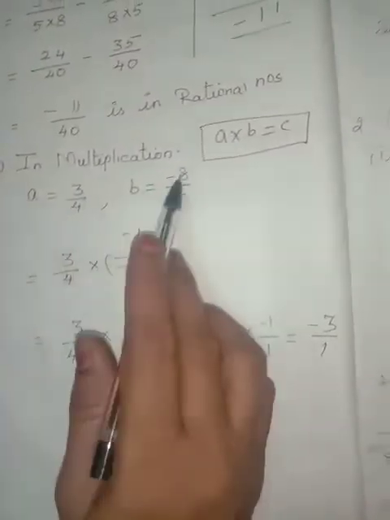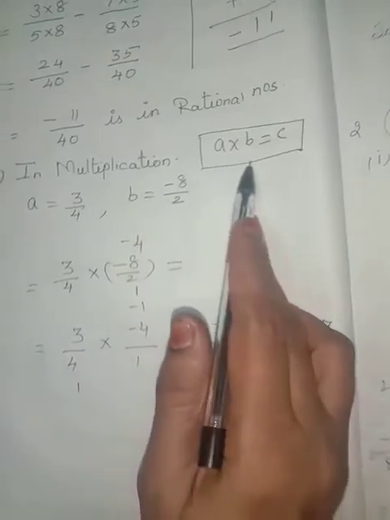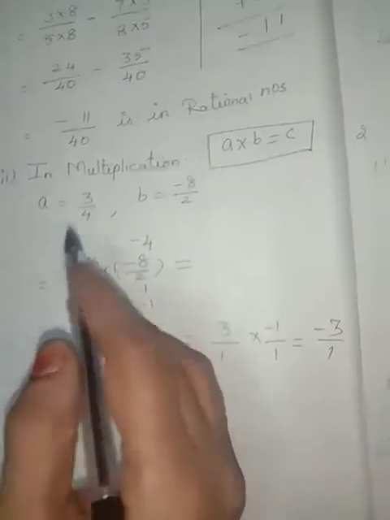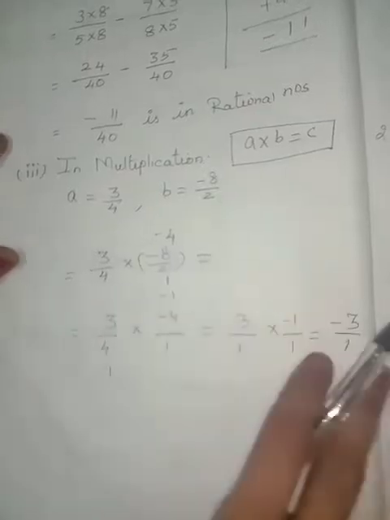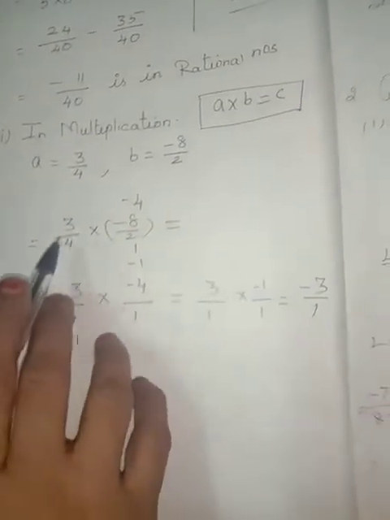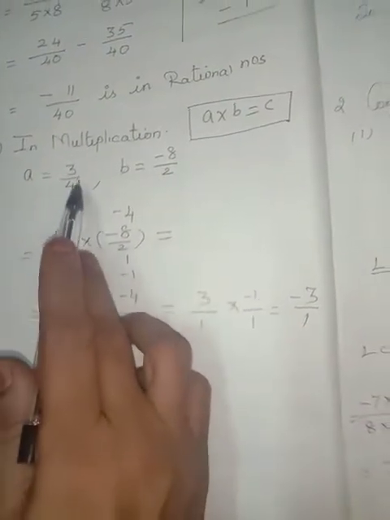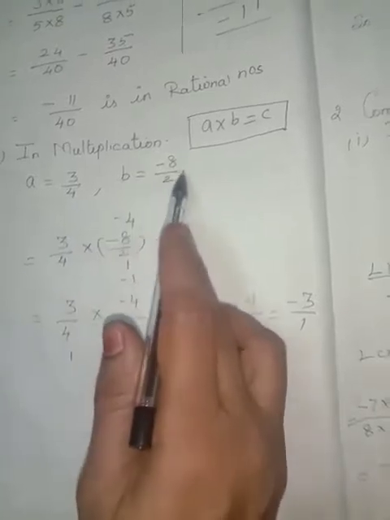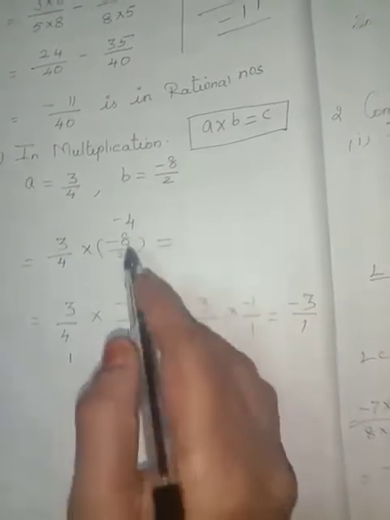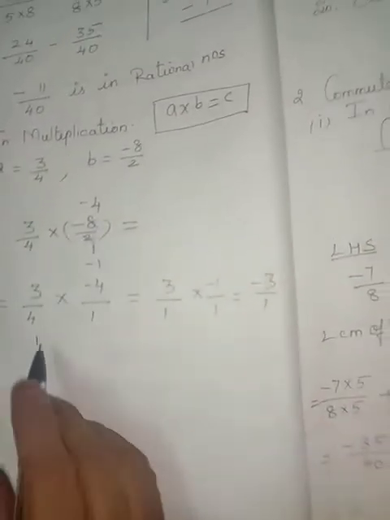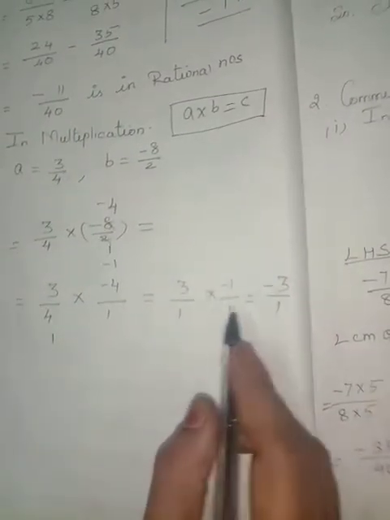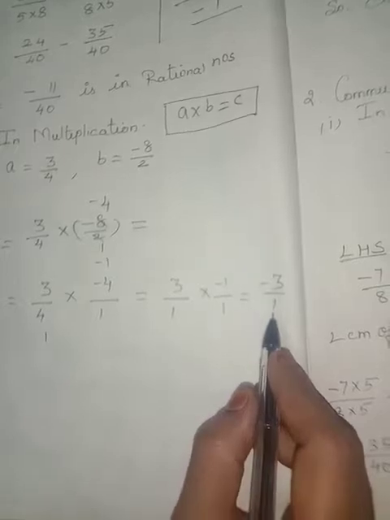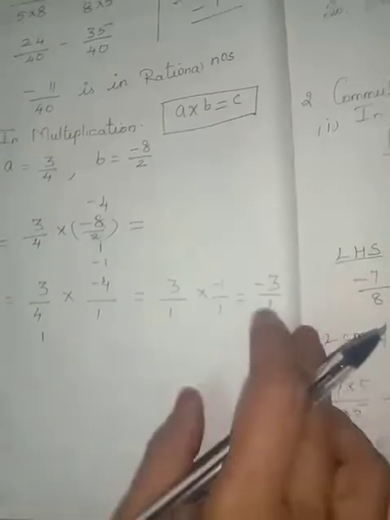Coming to multiplication, a cross b equal to c. If we multiply two rational numbers, we get a rational number. So we are taking a is equal to 3 by 4, b is equal to minus 8 by 2, simplifying the numerator and denominator and writing the resulting product. So that is minus 3 by 1, which is also a rational number.